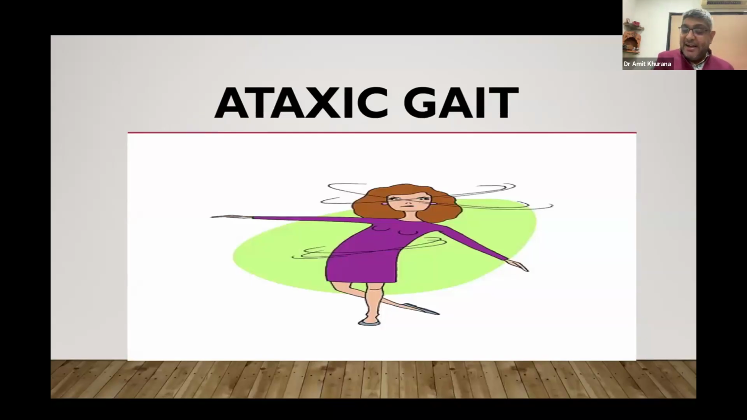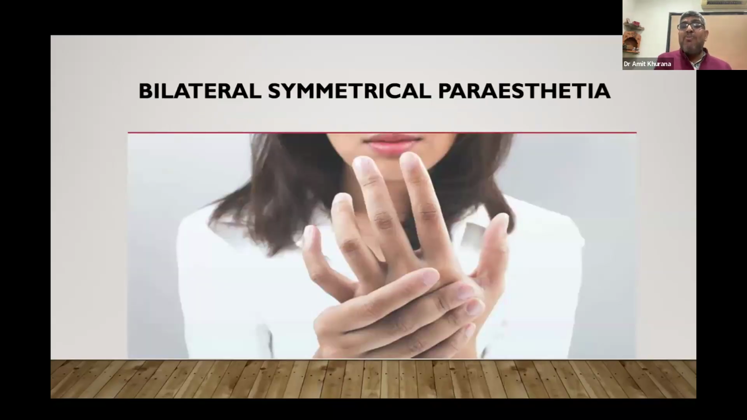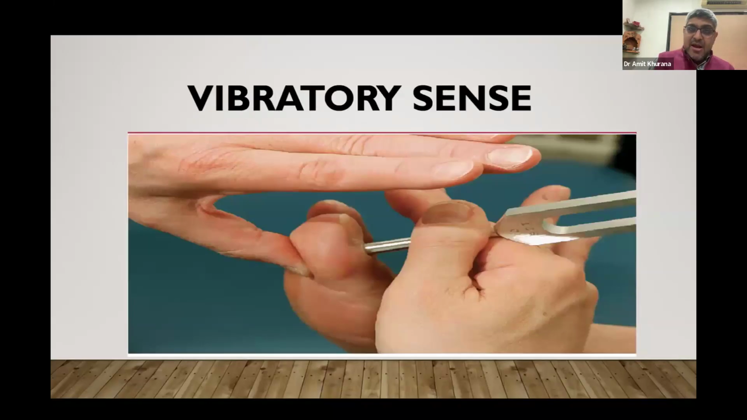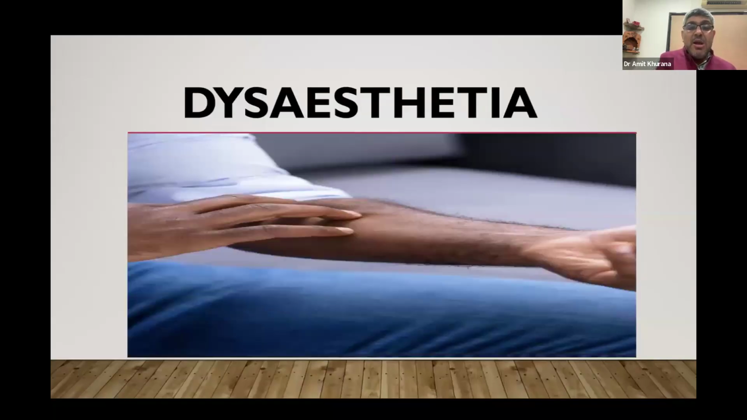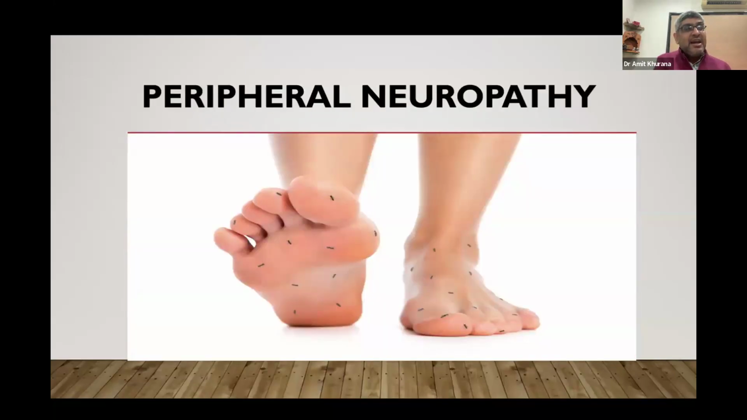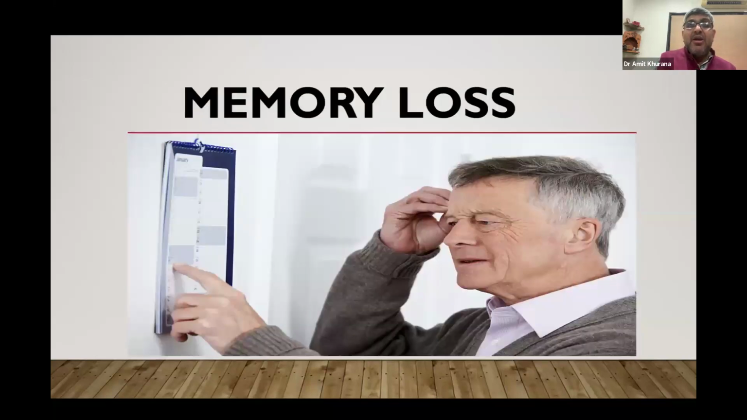Patient can have ataxic gait. Patient can have bilateral symmetrical paresthesias. Patient can come to you with just abnormal proprioception. And patient can come to you with just loss of vibratory sense because the problem is neuropathy. Patient can have dysesthesia also. Patient can have hypoesthesia. And very important, patient can have this peripheral neuropathy in a case of B12 deficiency.